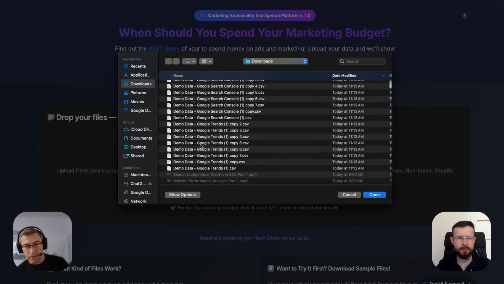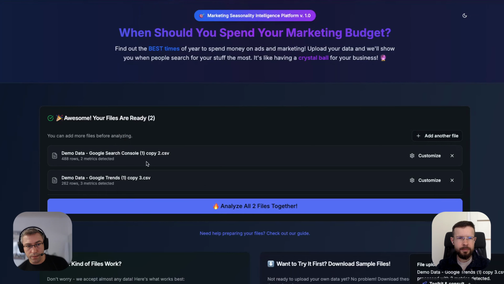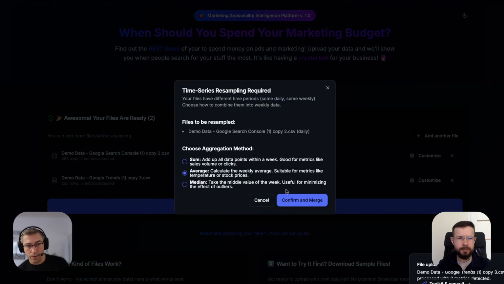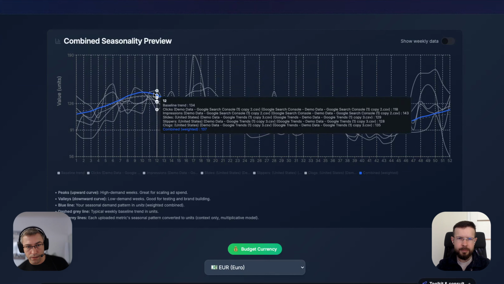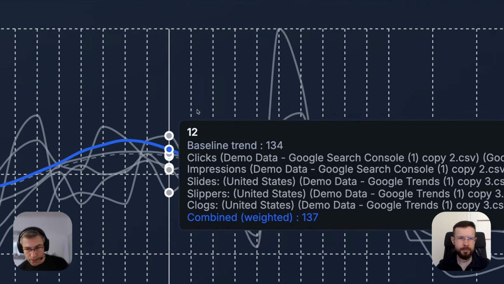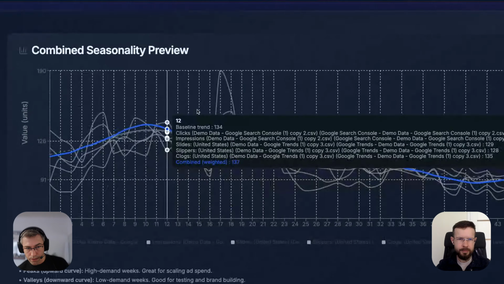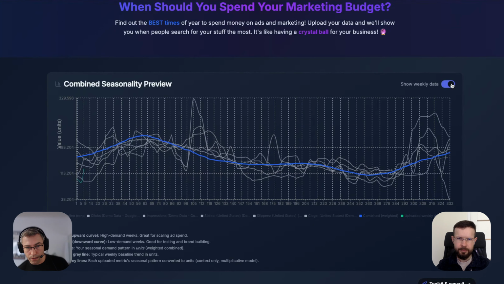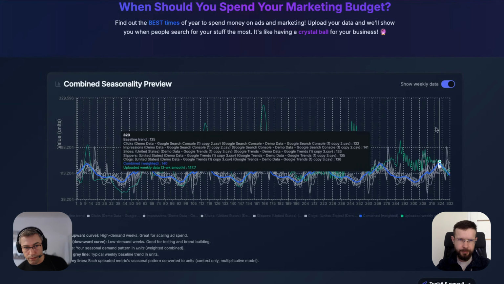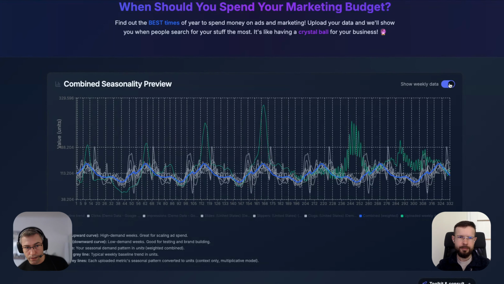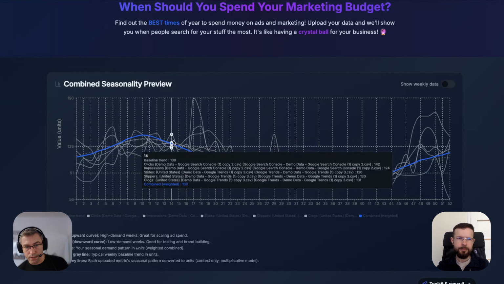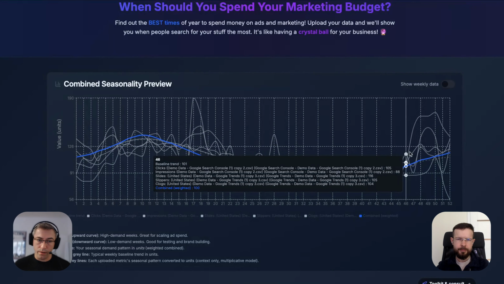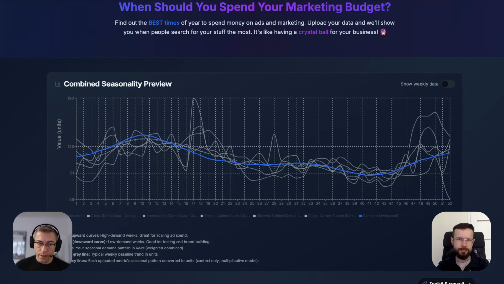This is not across all products. This is just data coming from these demo files. And this is where you see the preview. As you can see here, there are clicks from Search Console, impressions, slides, slippers, and clogs. Here you can see the data across all 5 years, and here you can see an average of 1 year, and how this seasonality looks on average in 1 year based on the 5 years of data. So there is a lot going on, but we can see clearly there is a seasonality here.